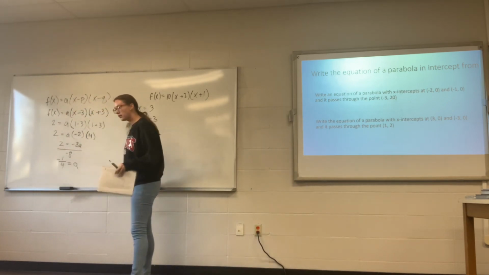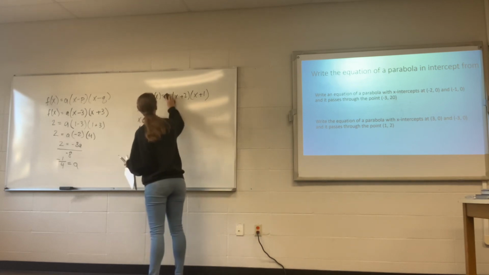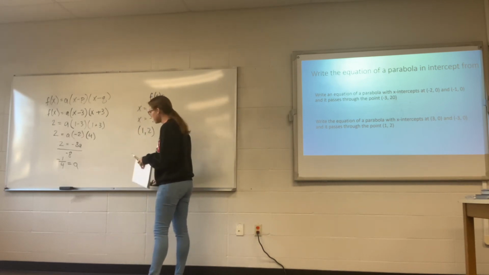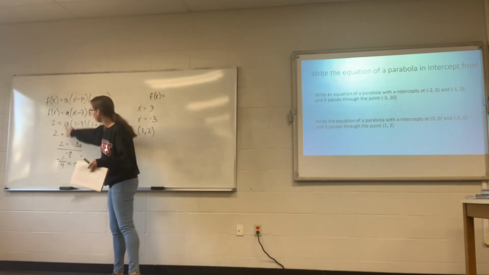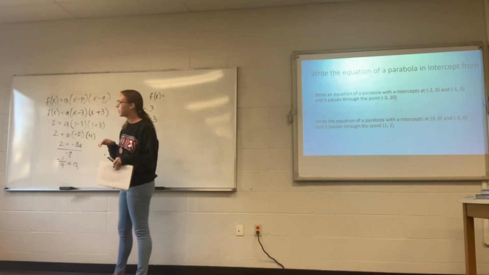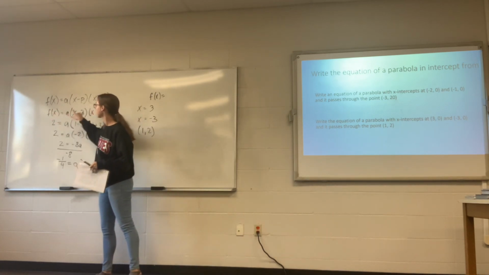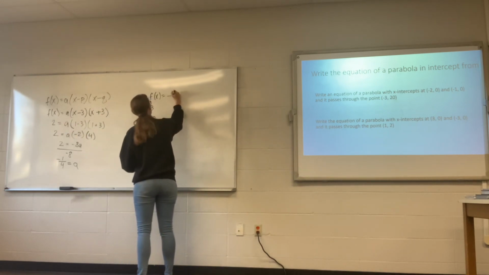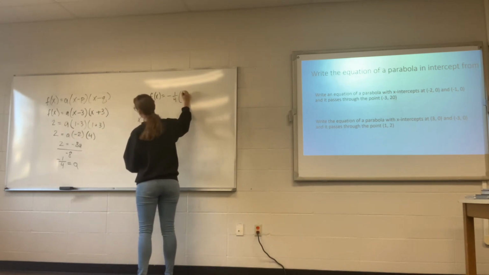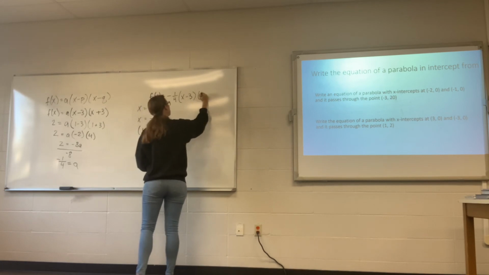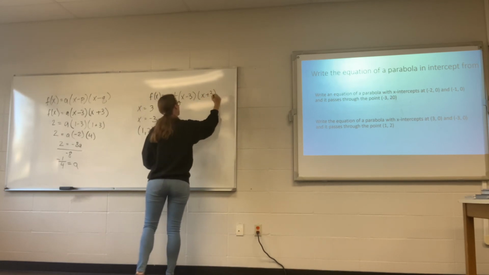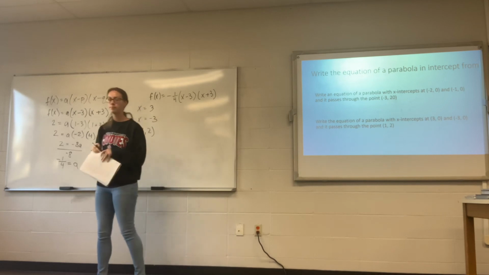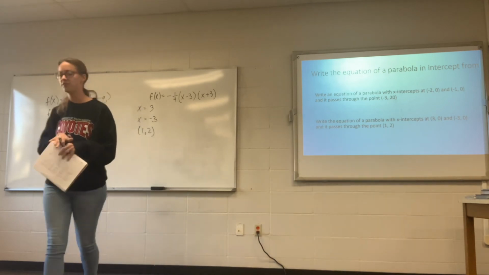Okay, so then last thing, I would just need to write my equation. So to do that, I just need to plug this a value back in, and then my equation should always have the f of x and the x's, so don't have numbers there. So I would have negative 1/4, and then (x - 3) and (x + 3). Okay, so I'm gonna stop the video and then ask you guys if you have questions.